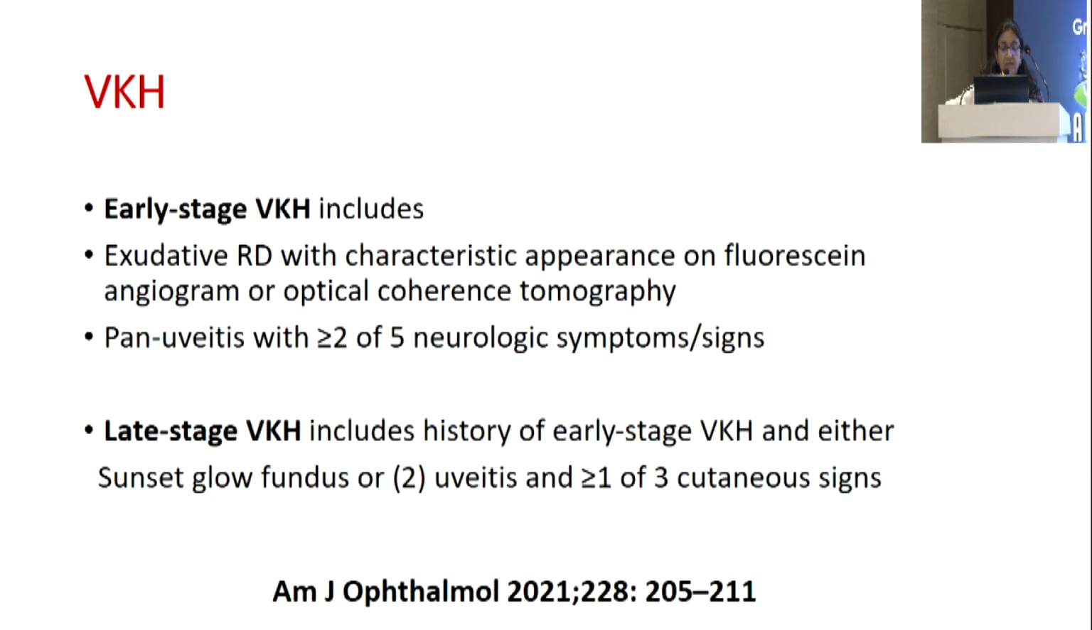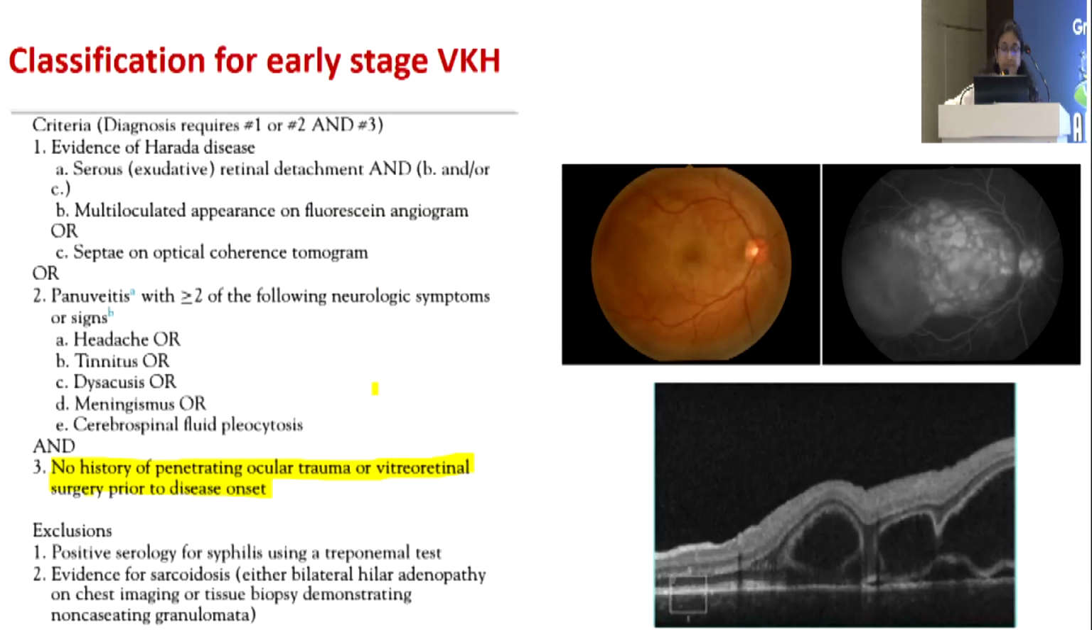Coming to VKH, now it has been defined into 2 criteria as early stage VKH, which includes an exudative RD with characteristic appearance on FFA or OCT, a panuveitis with more than 2 of the 5 neurological symptoms and signs, and we can also have a late stage VKH including a history of early VKH and either sunset glow fundus or 2 of the uveitis signs and more than 1 of the 3 cutaneous signs.